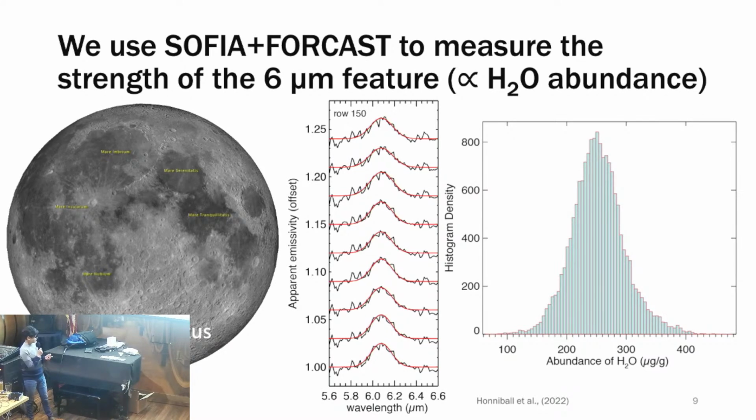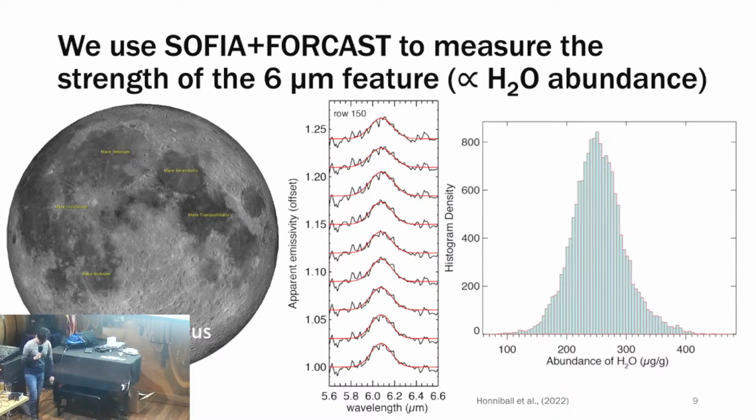And so here, everybody get ready, this is Moretus crater. It's nothing really special about it, but I put a little box around it. And so we took a bunch of spectra at this crater, and here's what we see. This is a bunch of different spectra next to each other, and you can see a nice pretty peak around 6 microns. That's water.